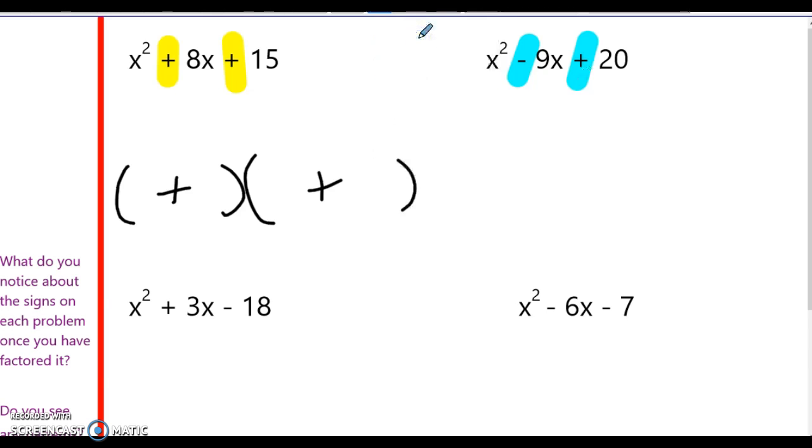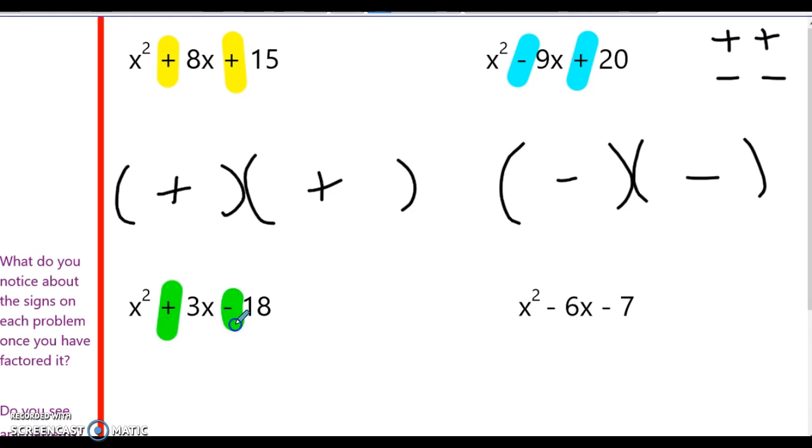Well, when I'm multiplying to get a positive, it's got to be either positive, positive, or what's my other option? Negative, negative. So in this case, this one I know it's going to be negative and negative. Let's go to the next one.